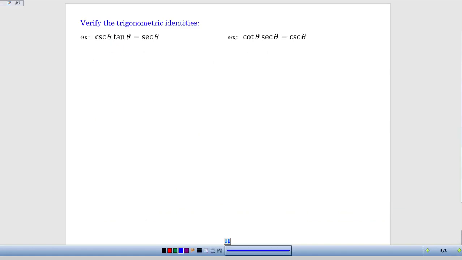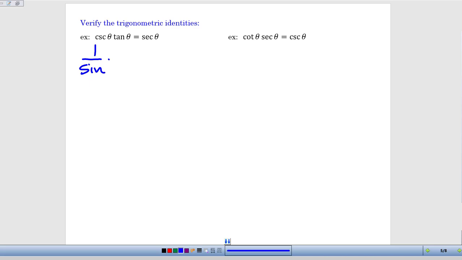So again, the idea is we want to turn this cosecant times tangent into a secant. We want to demonstrate that these two things are indeed equal to each other. And so one of the things that I had on the list there was to just change everything into sines and cosines and see what happens. And so I'm going to do that. So for cosecant of theta, I'm going to rewrite that as 1 over sine. And I'm going to be lazy here and not write down the theta every single time.